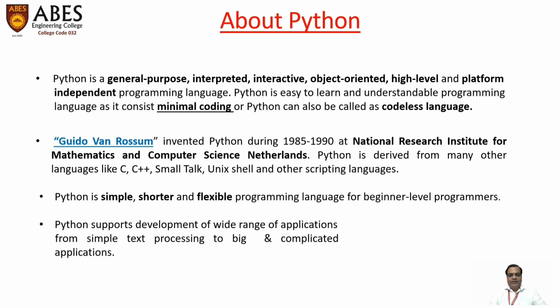Guido van Rossum invented Python during 1985 to 1990 at National Research Institute for Mathematics and Computer Science, Netherlands. Python is derived from many other languages like C, C++, Smalltalk, Unix shell, and other scripting languages. Python is a very simple, short, and flexible programming language for beginner level programmers. Python supports development of a wide range of applications from simple text processing to big and complicated applications. So this is all about Python.